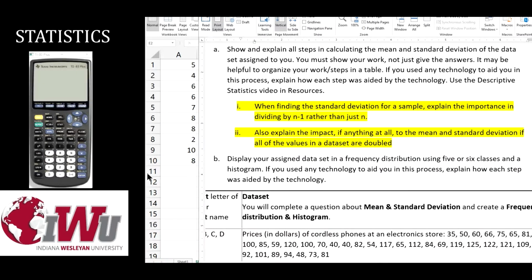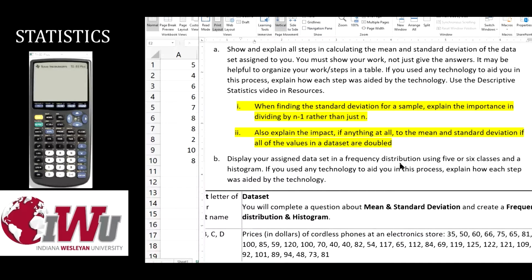So we had two more questions there. When finding the standard deviation for a sample, explain the importance in dividing by n-1 rather than just n. So throughout that entire process, I've actually hinted at the answer several different times. And if you remember, in Excel, I explained how there were two different versions of standard deviation. One for population, one for sample.